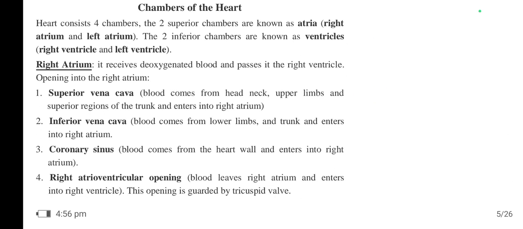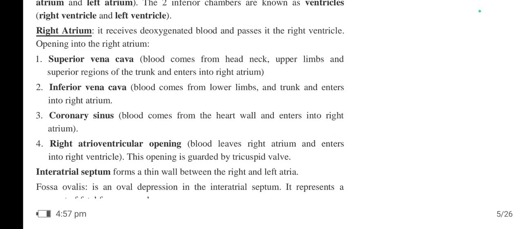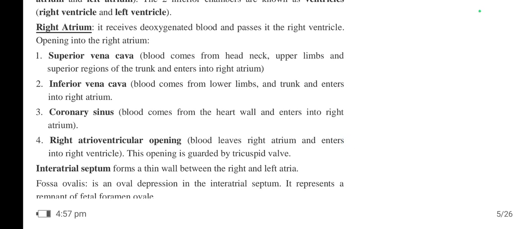Chambers of the heart. The heart consists of 4 chambers: 2 superior chambers known as atria, right and left, and two inferior chambers, the ventricles, left and right ventricle. The right atrium receives deoxygenated blood and passes it to the right ventricle. Openings into the right atrium: superior vena cava, inferior vena cava, coronary sinus, and right atrioventricular opening.